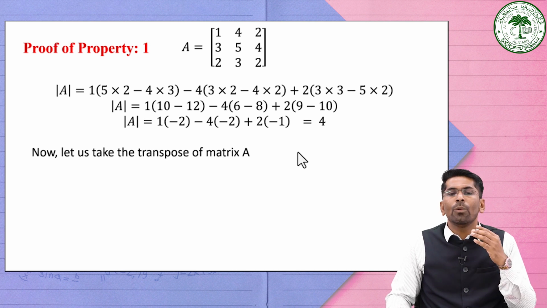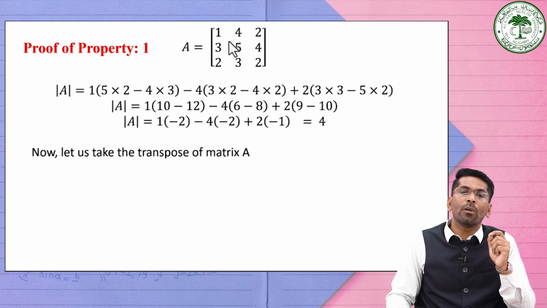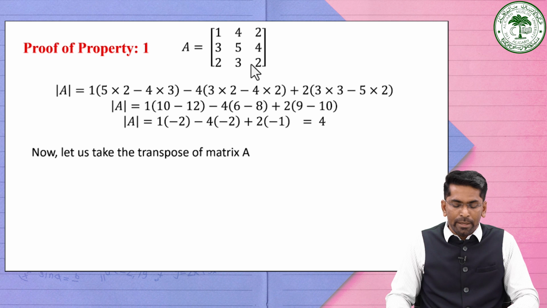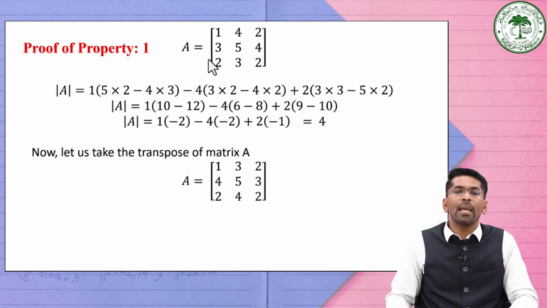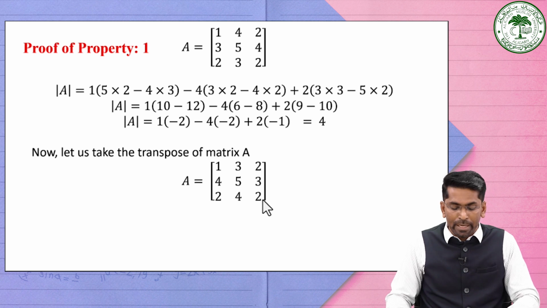See, now we are going to take the transpose of matrix A. We have already discussed what is meant by the transpose. By the transpose, we interchange the rows into the columns and the columns into the rows of the given matrix. So we are just going to interchange here. Then matrix A will become, see, 1, 4, 2, which becomes the first column here. 3, 5, 4 becomes the second column. 2, 3, 2 becomes the third column here. So now after taking the transpose of the given matrix, we are going to estimate the determinant value.